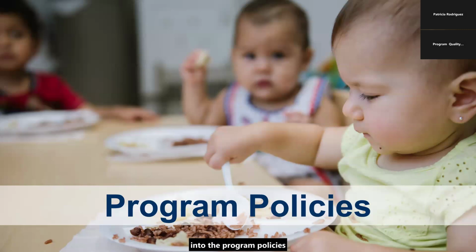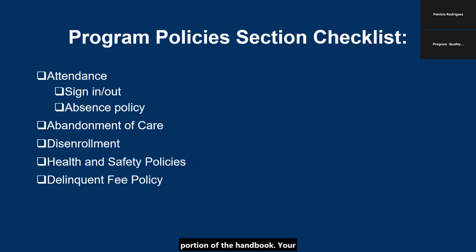We will now move into the program policies portion of the handbook. Your parent handbook should provide parents information on policies specific to attendance, signing in and out daily, and absences, abandonment of care, disenrollment, health and safety policies, and delinquent fees.